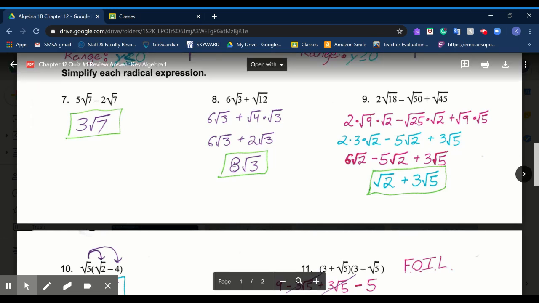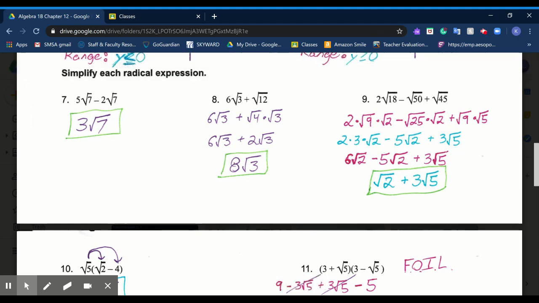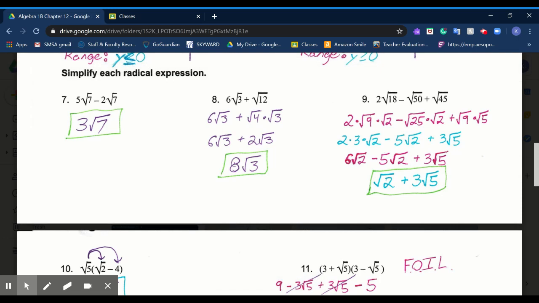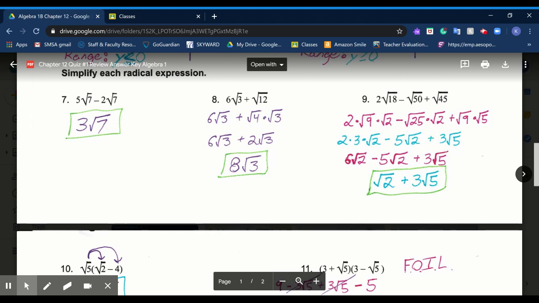Number 9, we want to simplify all the radicals first. So we want to break them down as much as possible, which you can see in step 2 here. Then in step 3, I just simplified. And same with step 4. So after breaking down the radicals and simplifying, that becomes 6 square roots of 2 minus 5 square roots of 2 plus 3 square roots of 5. 6 square roots of 2 minus 5 square roots of 2 is just the square root of 2 plus 3 square roots of 5.